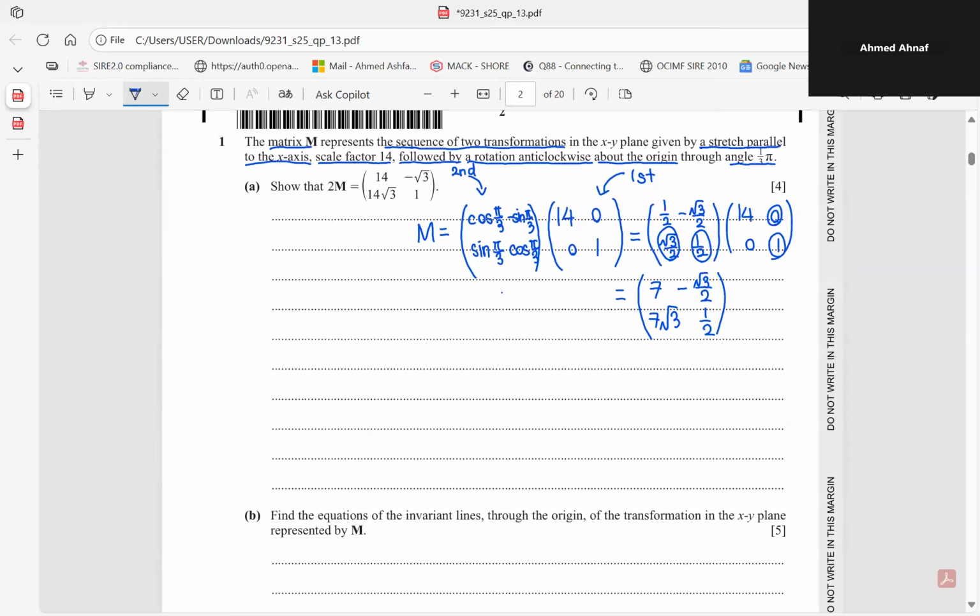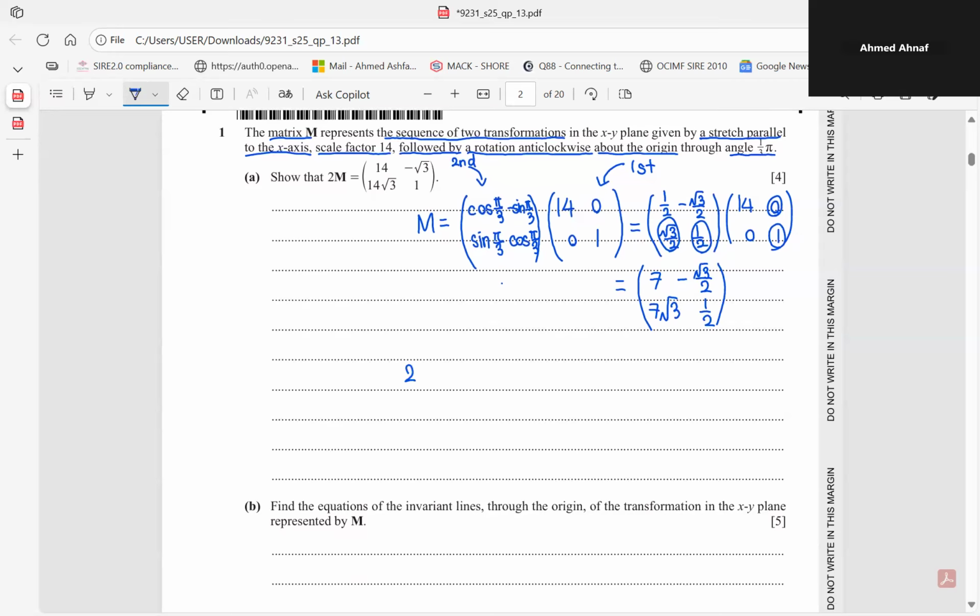So this is our matrix M. Now we can evaluate 2M. To do that, just multiply the whole matrix by 2. And to multiply a matrix by a constant, you just multiply each element in the matrix by that constant.